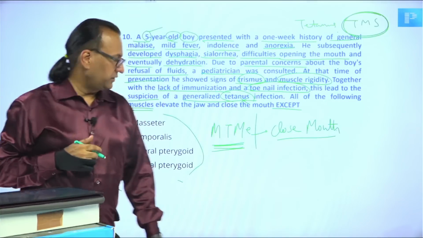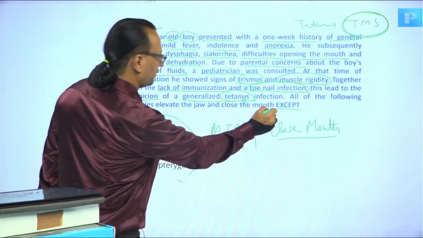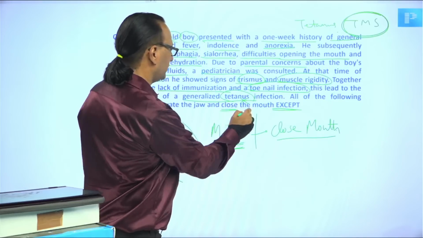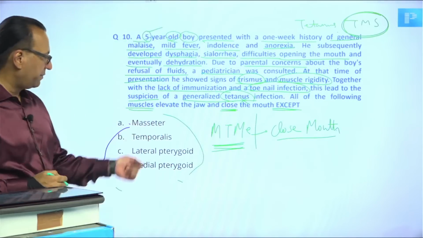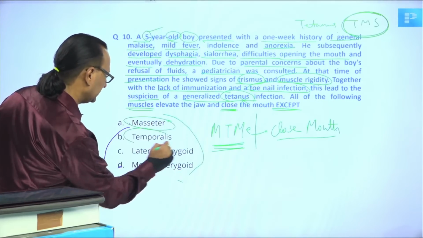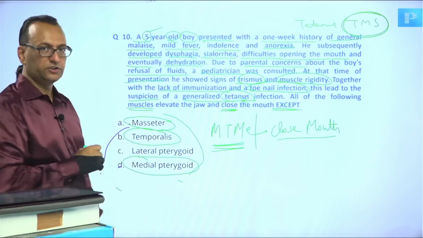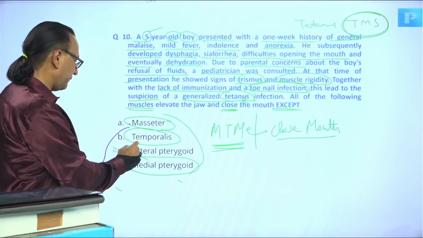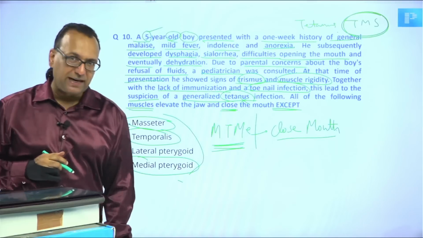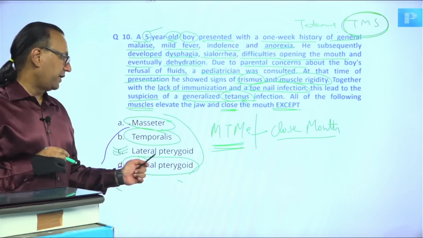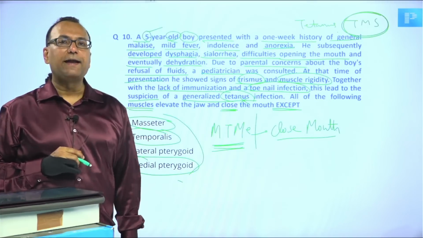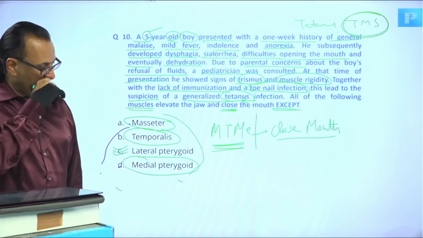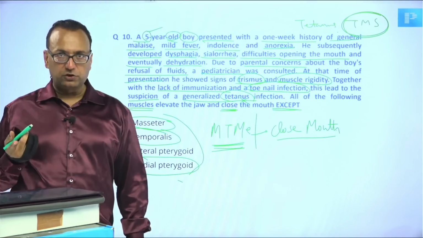Then you got your answer. It is asking that all the muscles close, means elevate. So MTM elevators. So the answer is lateral pterygoid, because lateral pterygoid is a depressor of the mandible. It is to open the mouth, and that is your question.